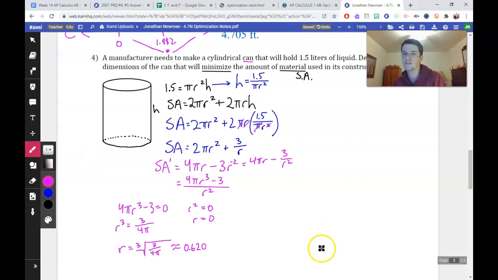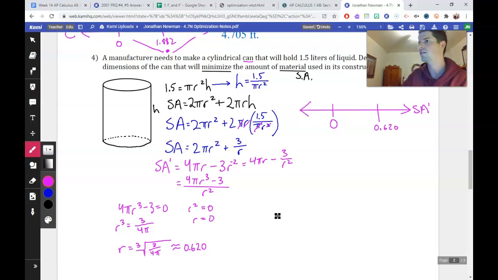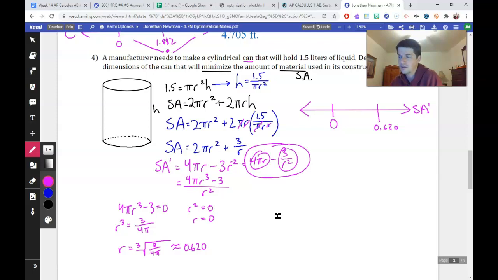And let's make our number line. I think we'll have room to do that up here now. Remember, this is for the surface area derivative function. And here we actually have two things, 0 and 0.620. And where are we plugging in? Into the derivative function, so we can use this right here as an example. You plug in a negative number, it's going to be negative, because r squared will be positive, but you have a minus there. So the whole thing's going to be negative, so we have a negative here.